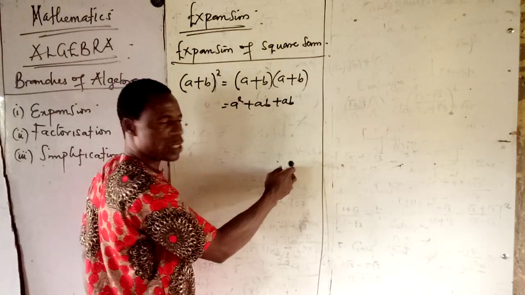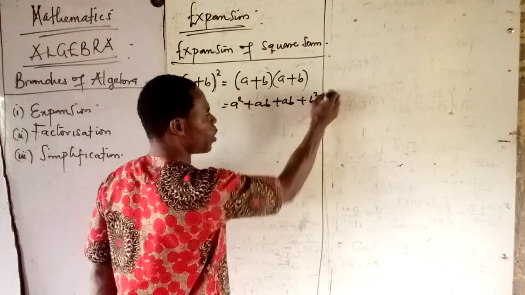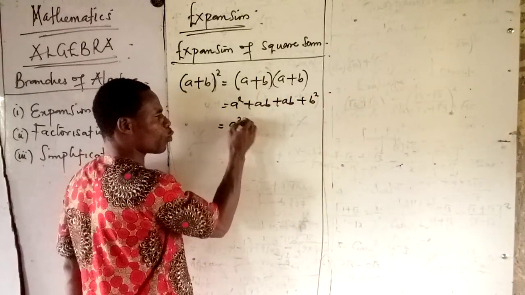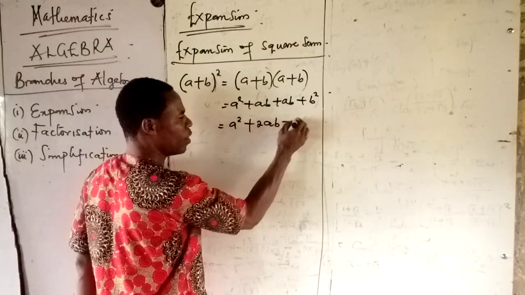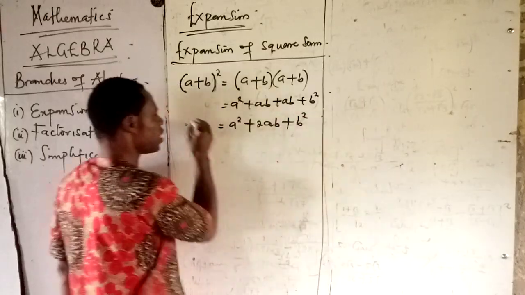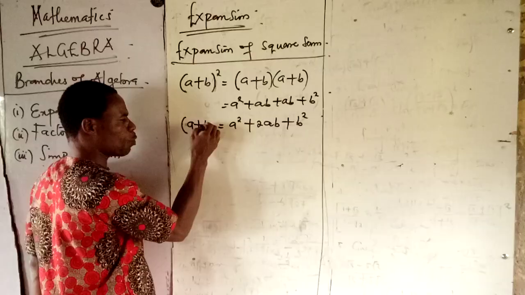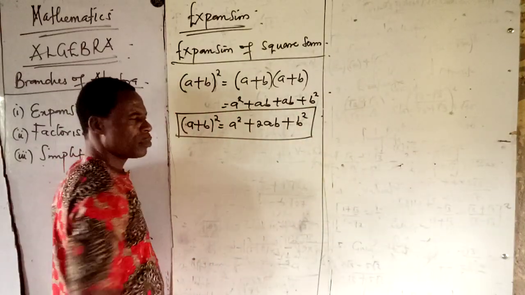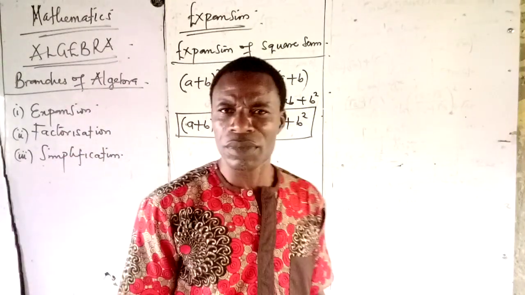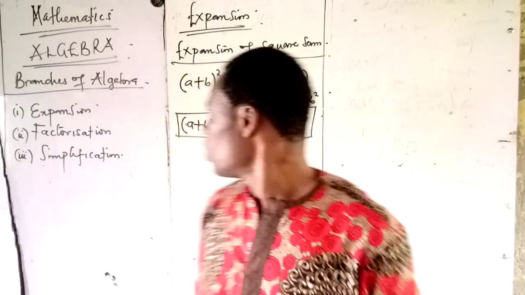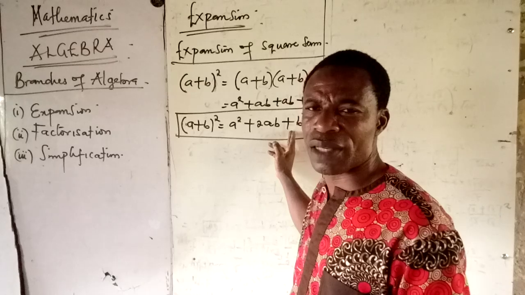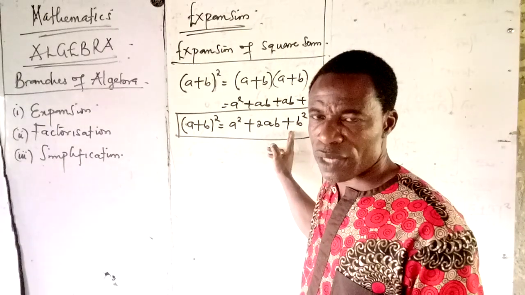and B times B, that is what? B square. At the end of the day, what do we have? A square plus 2AB plus B square. This is A plus B all square. It becomes a theorem. So what are we talking about? Your A plus B all square is A square plus 2AB plus B square.